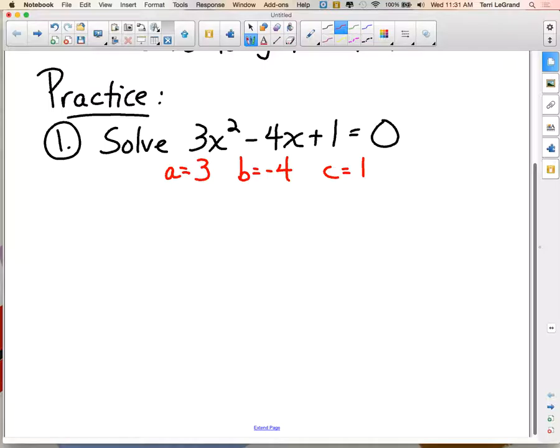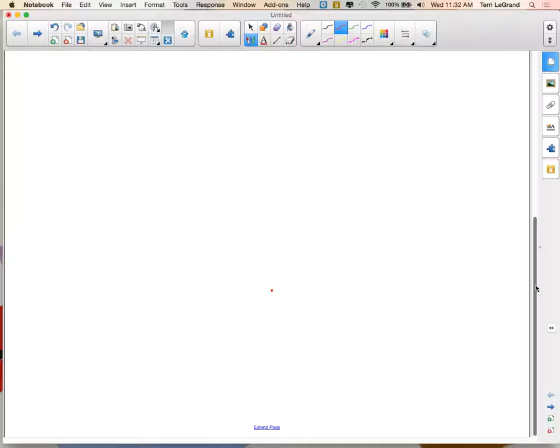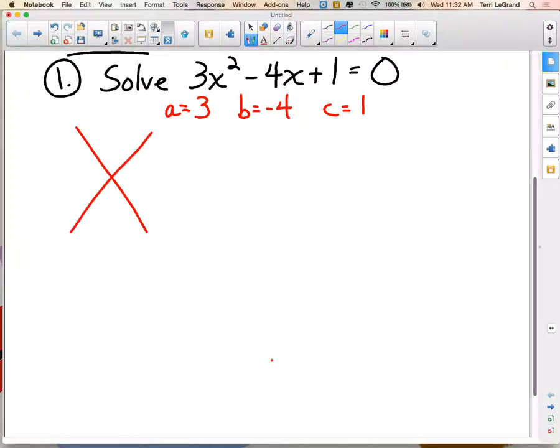Okay, so now let's go see how many times it would cross the x-axis. So what are we going to start with? First, when we're factoring when A is not equal to 1, we're going to start with our diamond method. And remember we have to do what? Not just put C up here, but what do we have to do? We have to take A times the C. So we really need something that multiplies to be 3 and adds up to -4. Okay, what are those numbers?